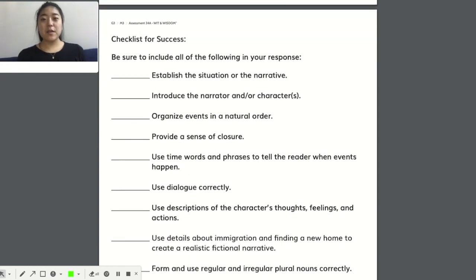So make sure you establish the situation or the narrative, you introduce the narrator or characters, you organize your events in a natural order, right, from beginning, middle, end, provide a sense of closure, use time words and phrases to tell the reader when events happen, right, including that anchor chart.